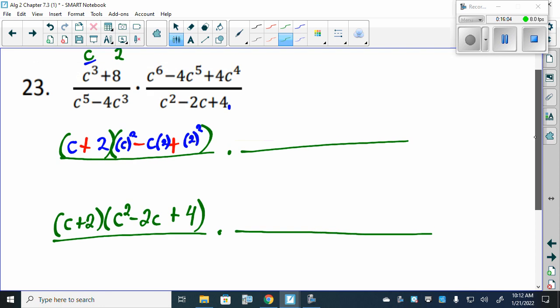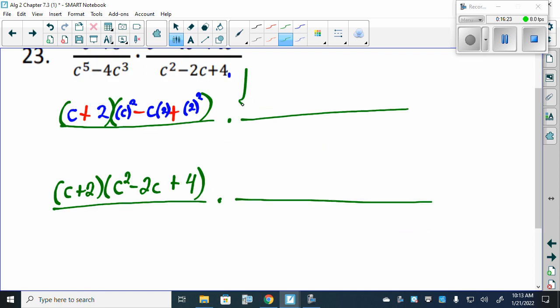And one thing I did say about the sum and difference of perfect cubes was that the quadratic part of this, so here it'd be the c squared minus 2c plus 4, doesn't have real solutions. If it doesn't have real solutions, it means it will not factor. And if it matches up to this one here, it means this one here will not factor either.